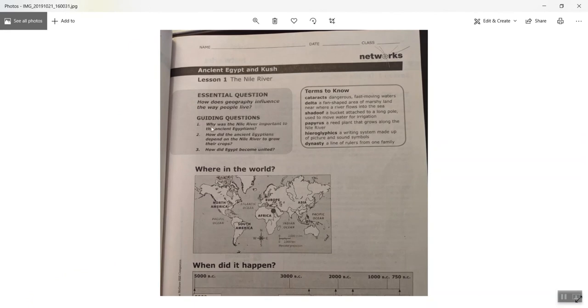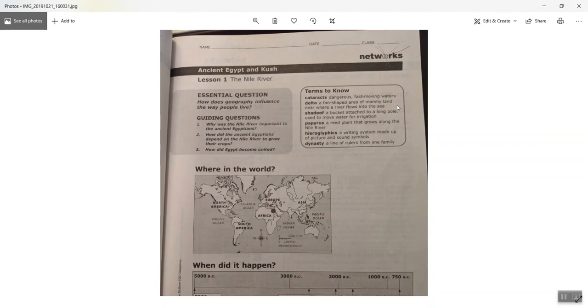Our guiding questions are: why was the Nile River important to the ancient Egyptians? How did the ancient Egyptians depend on the Nile River to grow their crops? And how did Egypt become united? Our terms to know are cataracts, delta, shadoof, papyrus, hieroglyphics, and dynasty. Cataracts are dangerous, fast-moving waters.